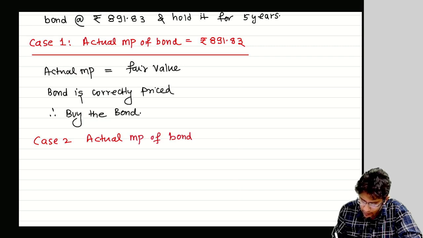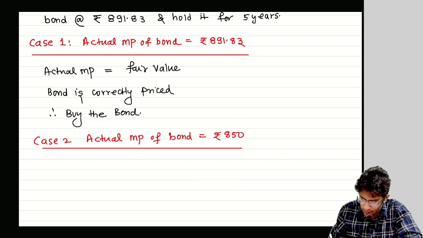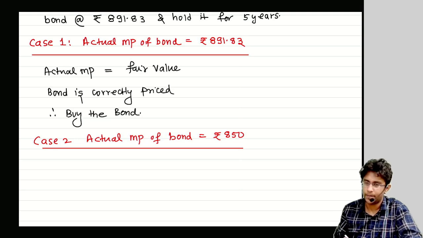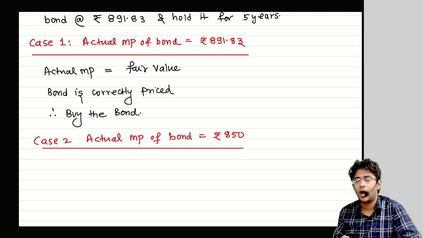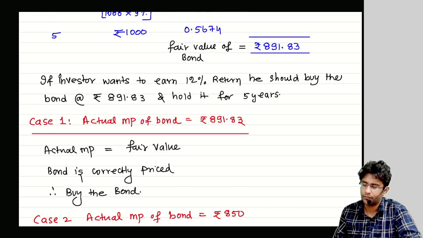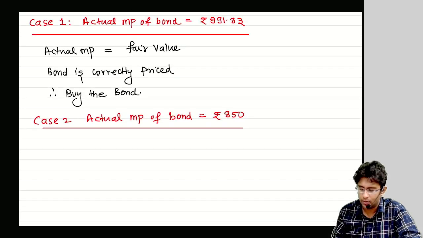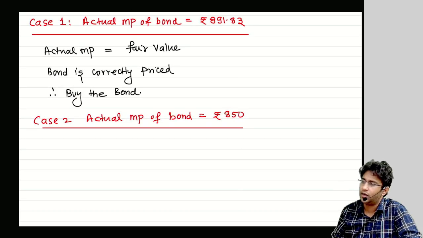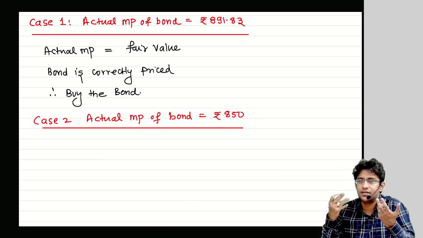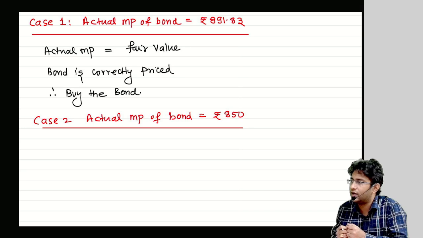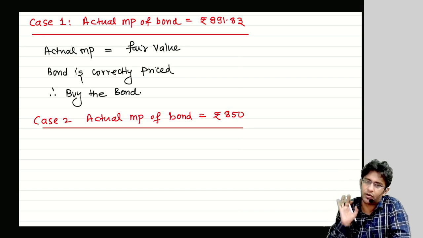Actual market price of the bond is 870, or let's say 850 you take. Tell me, sir, I am willing to pay how much for the bond actually? 891. I am mentally prepared. When I checked online, the bond is available in the market only at 850. Its worth in my eyes is 891, but it's trading at 850. Will I buy or not?